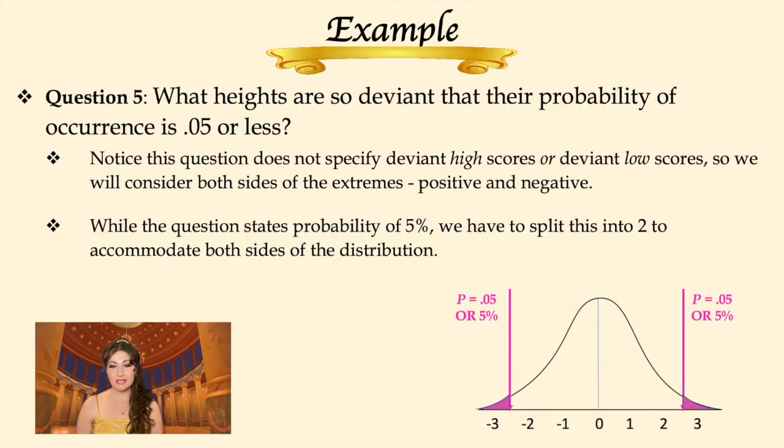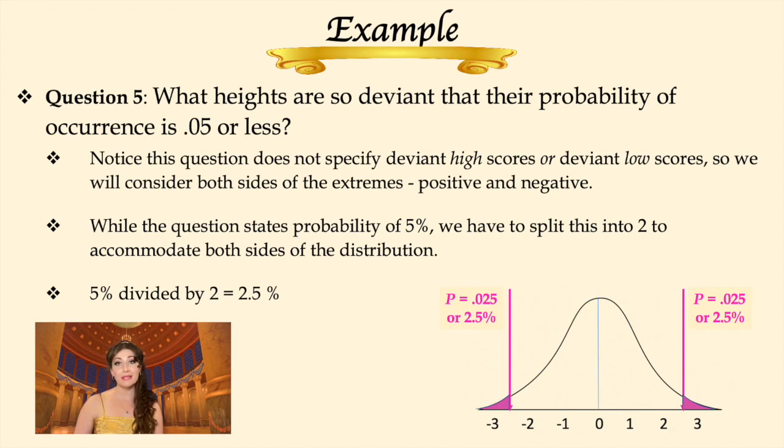So we have to consider both sides of the extremes, meaning both positive and negative. So while the question states the probability is 5%, because we need to consider both the higher and the lower end, we need to split 5% into 2. If we divide 5% by 2, we get 2.5%. So you're going to look for the probability of a score that occurs 2.5% above the mean, and we're also going to look for the probability of a score that occurs 2.5% below the mean.